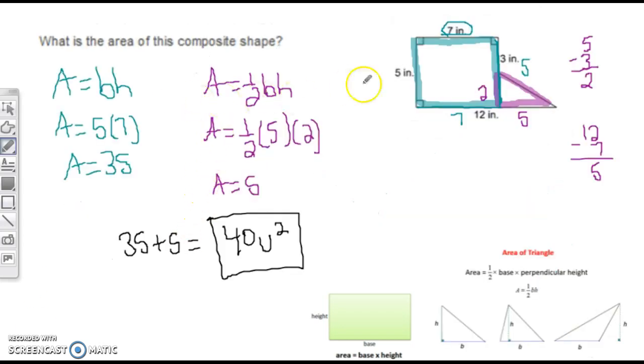Since I'm so close to being out of time, let me just talk you through the last problem. Since this side is 7, I know this side is also 7. If the entire length is 12, I can do 12 minus 7 to find this purple part of the triangle is 5. Same thing here: this whole side is 5, so this whole side is 5. And then 5 minus 3 would give me 2. Then I plug it into my area formulas for a rectangle and a triangle, solve them, and add those two areas together to get 40 units squared.